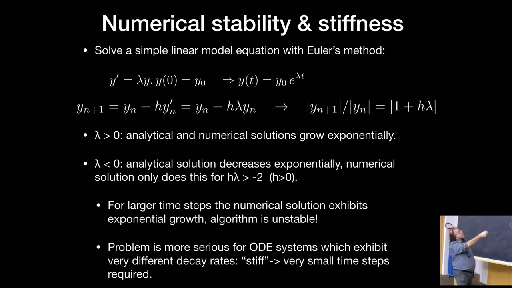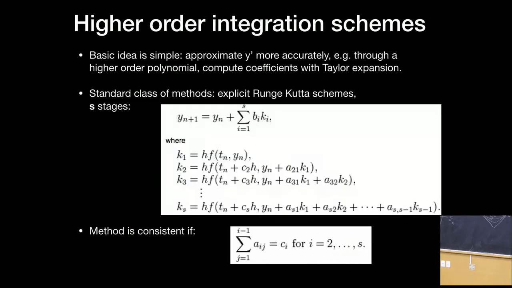If you have not such a simple problem, but one where you have very different decay rates, that's more serious, and these kinds of problems you call stiff, when you need very, very small time steps. And if you want to use ODEs to solve PDEs, you have a large system of coupled ODEs, and your stiffness is basically given by something which depends on the grid parameter. So when your grid discretization is small, then you have to use a very, very small time step. So this is highly related to what we've seen here. It is an extremely simple case.